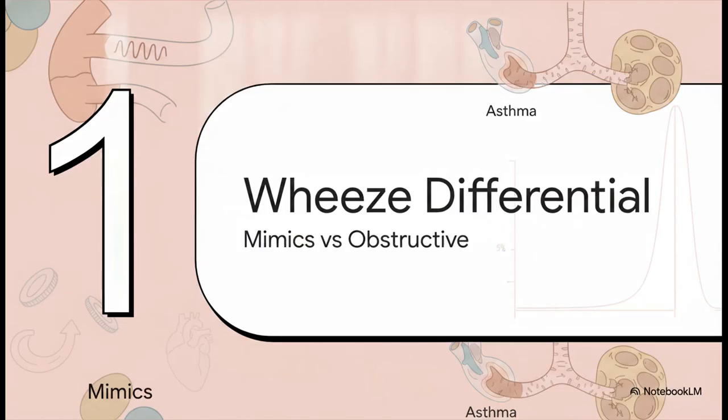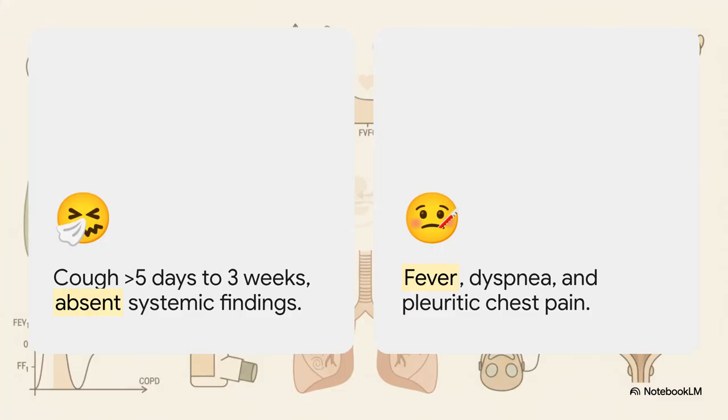Starting right off with Section 1, the obstructive wheeze differential. When a patient comes in wheezing, your first job is separating mimics from true obstructive disease. Take acute bronchitis. You treat this symptomatically, right? No antibiotics. That classic purulent sputum you might see, it's actually just epithelial sloughing, not a bacterial infection. Bronchitis typically follows a viral URI, causing a cough for 5 days to 3 weeks, but crucially, it completely lacks systemic pneumonia findings like fever and chills.